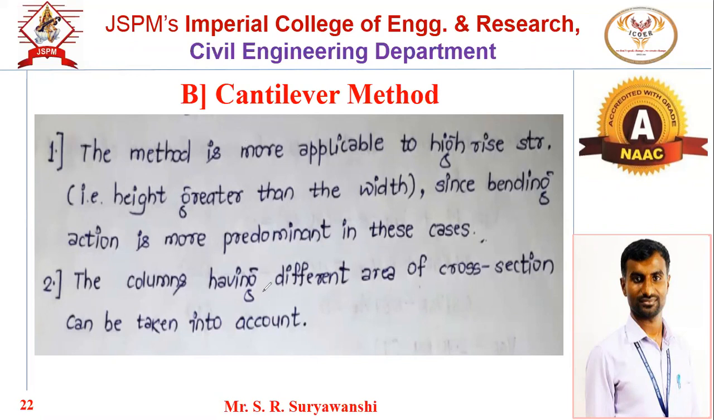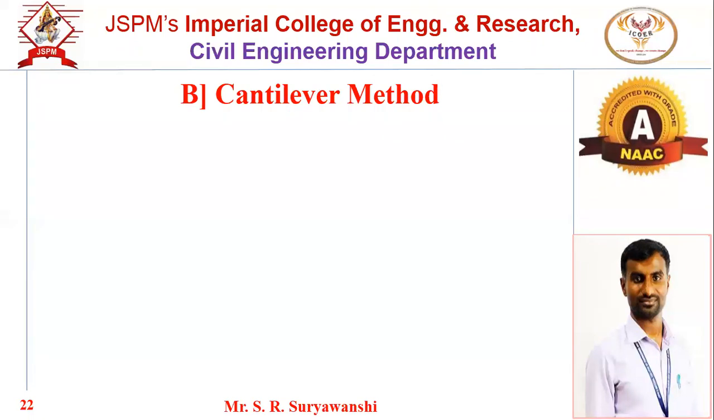The cantilever method is generally adopted for high rise structures. In this method, we can analyze the multi-storied building frame even if there is a different cross-sectional area. If there is a change in cross-section, we can use this cantilever method efficiently, whereas that is one of the drawbacks of the portal method. If there is a change in cross-section, we can't consider that effect in the portal method. But here, if columns have different areas of cross-section, we can consider that effect in the cantilever method. So these are the basic points of the cantilever method.